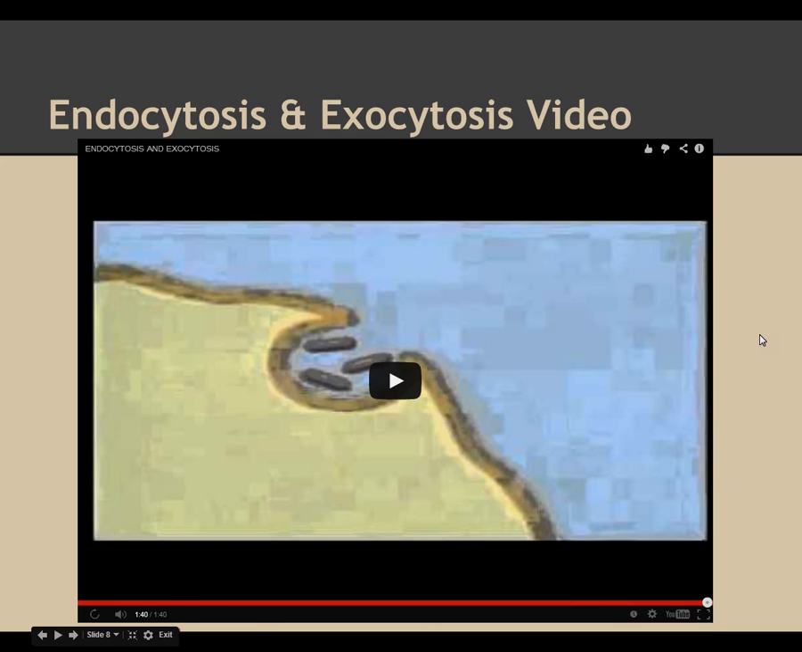All right, so as you can see, endocytosis and exocytosis is the reshaping of the cell membrane to engulf or expel large particles. Both of these require energy, so they fall under active transport.